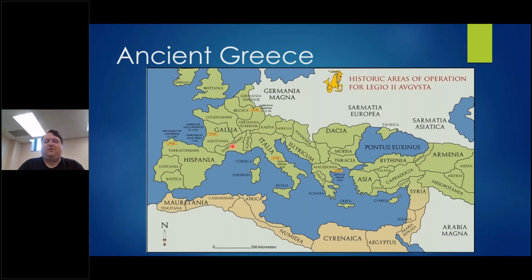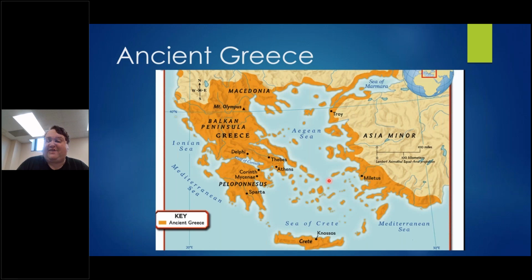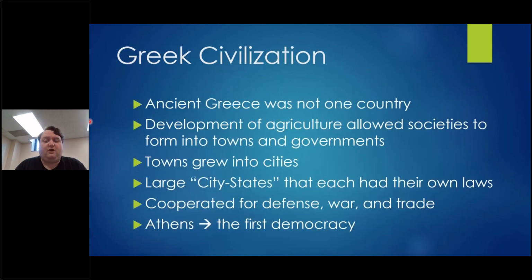Now, ancient Greece was not one single country. It's not like the United States or England or Mexico. Instead, what we saw was the development of agriculture, that is the ability to grow and store food, allowed societies to form into towns and governments. Before this, it was very hard to get large groups of people able to live together in the same area. But once you could store large amounts of food and it wouldn't spoil, you could have a lot of people living together. These towns eventually grew larger into the first cities. And these cities started creating their own laws, their own society, their own rules.